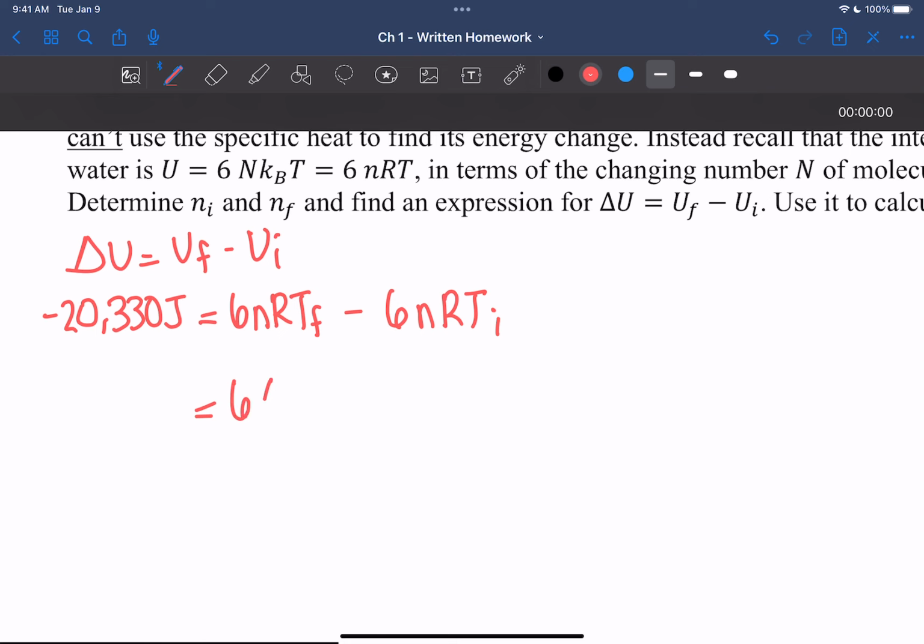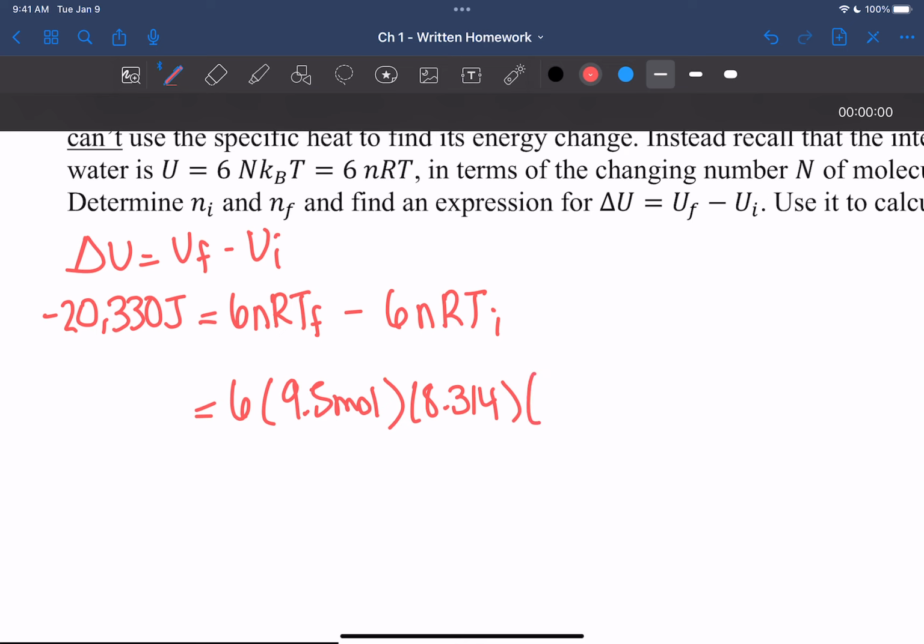We now have 6 times the final amount of moles, which is 9.5 moles, times the ideal gas constant. If you remember from Gen Chem, there's a couple different values depending on your situation. Since we're not dealing with pressure, we're not using the 0.0821 liter atmospheres per mole Kelvin. We're going to be using 8.314 joules per mole Kelvin. I'm going to forego writing the units for now just so I can save some space.